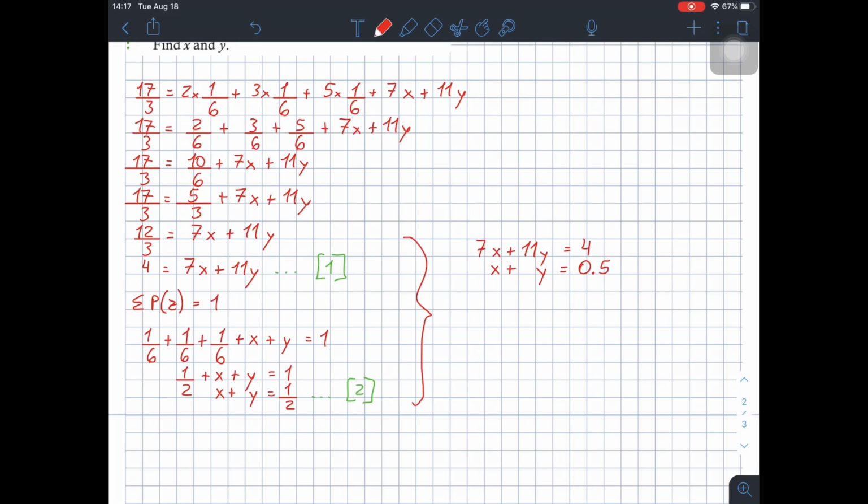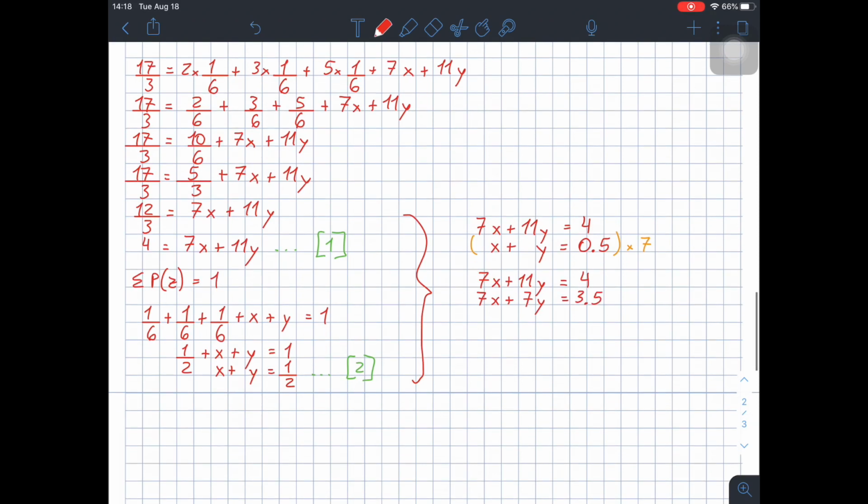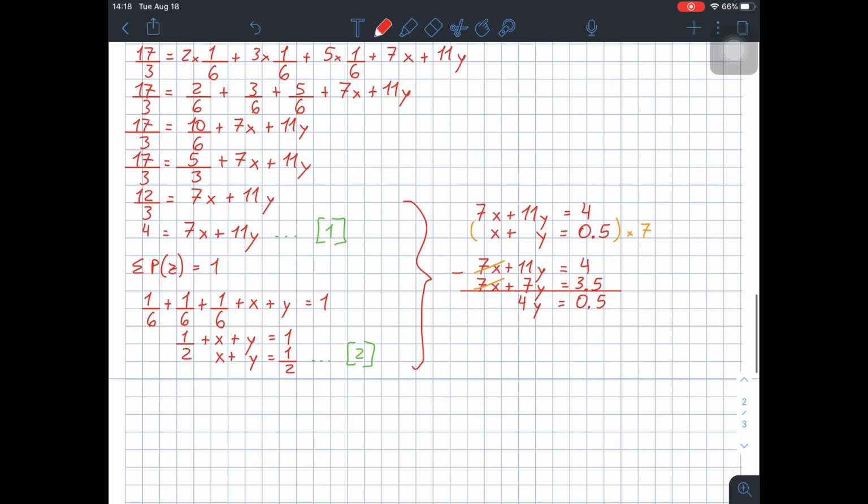Okay, so one thing I see I can do here is, for example, I can multiply the second expression by 7 in order to be able to simplify the value of x, right? So if I rewrite this, I'm going to write again one on top of the other. This is equal to 4. Here I have 7x plus 7y is equal to 0.5 times 7, that's 3.5. Okay, so then if I subtract, the x's will eliminate. So we're going to get 11 minus 7, that's 4y, and this is equal to 4 minus 3.5, 0.5.